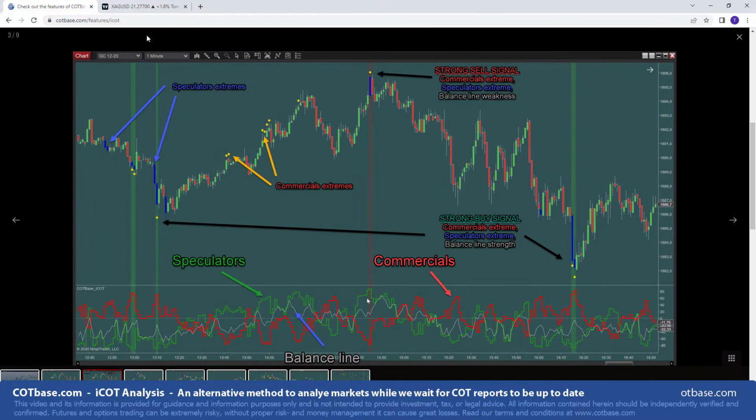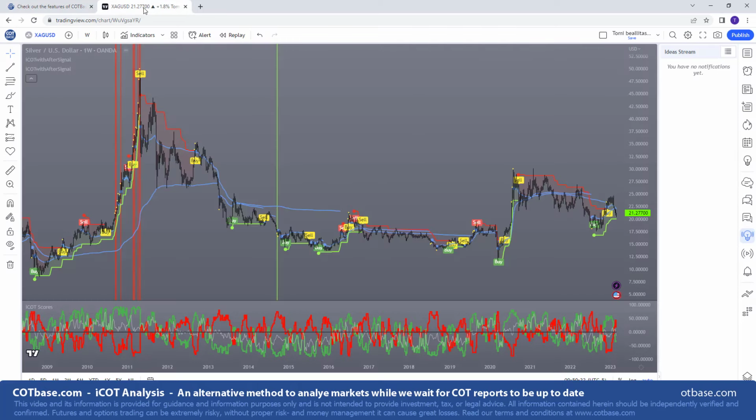So this is the iCOT intraday indicator. We show you the different signals. These commercial and speculator lines are our own score lines, so they're not actual COT charts. You can see it's a 1 minute candlestick chart of gold in this example chart, but essentially we are measuring stress levels in the market. And because of that, I think it's a good idea to show you an example, a very classical market, silver, a commodity that we have a COT report on.